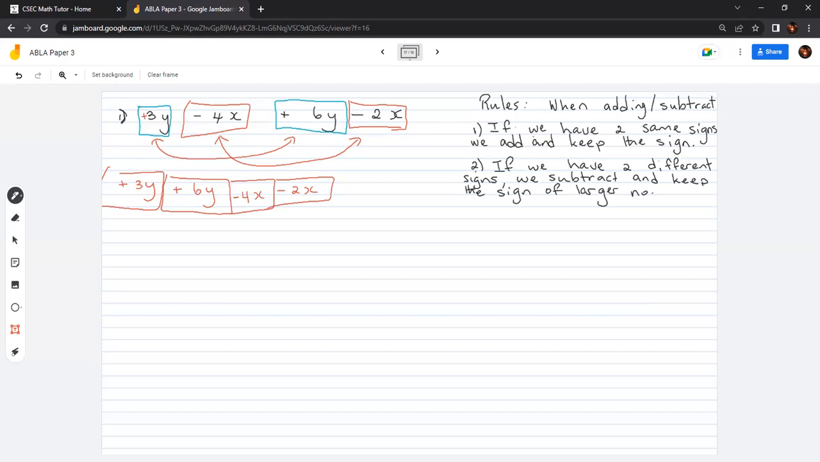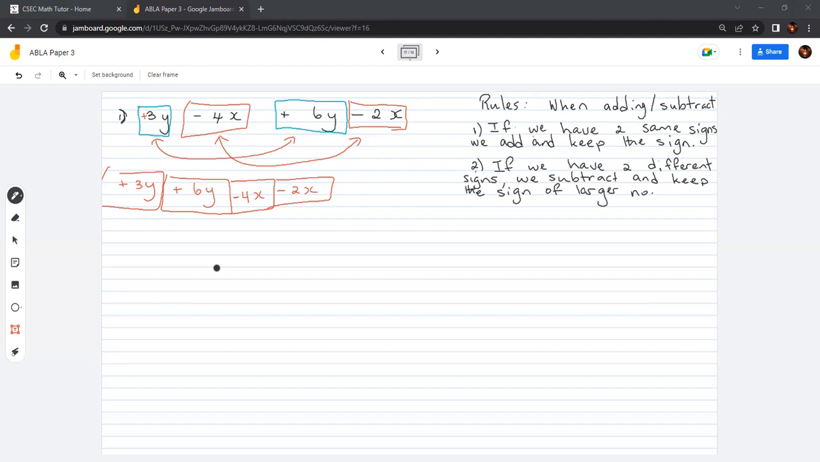Now, if you don't know these rules, you need to know them by heart because you know how salt is in food? It's in almost every dish. These rules come like the salt in your food when it comes to mathematics. It's in almost everything. So if we have two same signs, we add and keep the sign. If we have two different signs, we subtract and keep the sign of the larger number.